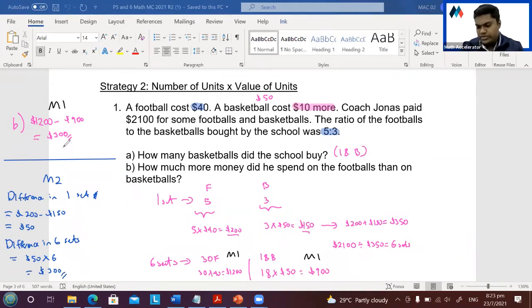So for this particular question, part B, can you type in the chat which method do you all prefer? Method 1 or 2? Okay, wow, this one is pretty split. Half of you prefer method 1, half of you prefer method 2. Okay, so you're not wrong. Choose whichever suits you best, all right?